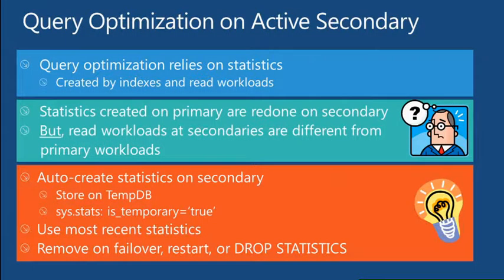Now, what we do in the readable secondary is we look at the statistics that we have from the primary, and the statistics that we automatically create on the secondary, and we use the most recent ones, right? Because those are the ones that are reflecting the state of those tables more recently. And then, as usual, if you're worried about space, for example, in TempDB, you can either remove these statistics manually with DROP STATISTICS, or we remove them every time that a failover or a restart happens as well. Okay, questions? Yes?